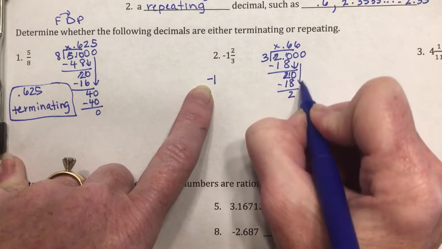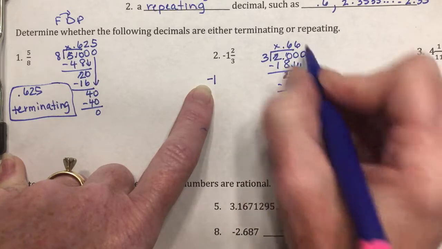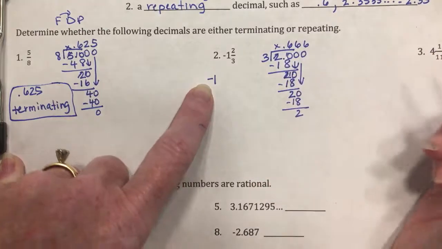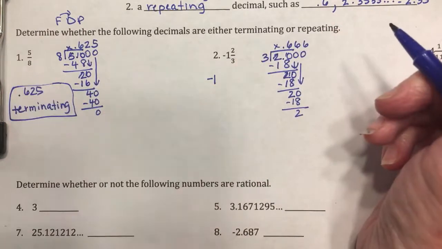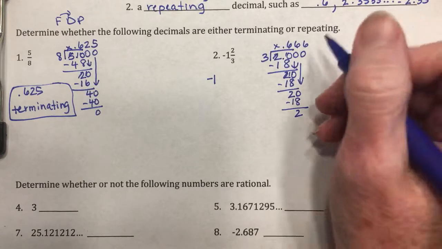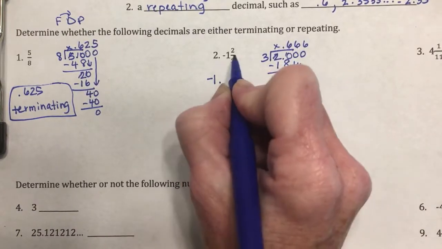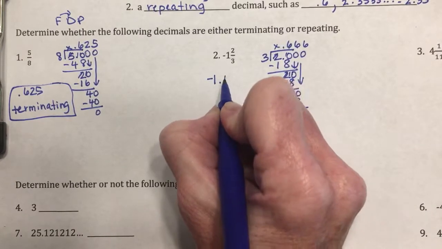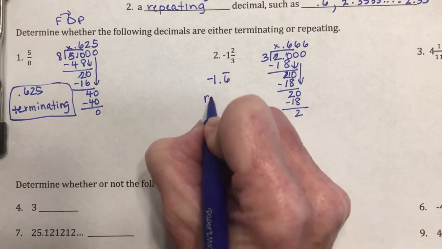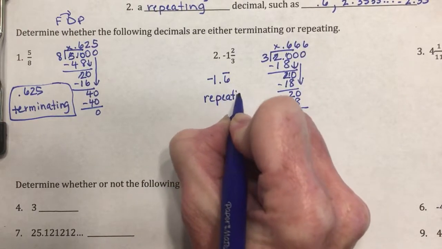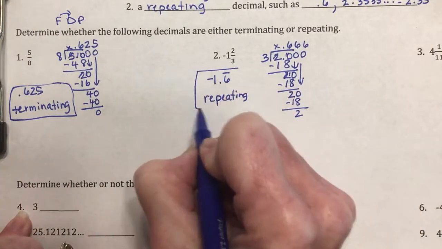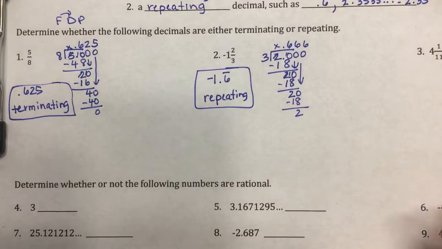And so if I bring down one more 0, because I always go 3 places, 3 will go into 20 6 times. You may have already guessed that this was going to keep repeating, but we like you to always do 3 digits just to make sure. So 0.666. So this is going to be a repeating decimal. When I write it over here, because I have to put it back with the -1, I can put a line over the 6 to show that this is repeating. And I can be sure of that because I kept getting the same remainder each time, the same number when I subtracted each time.